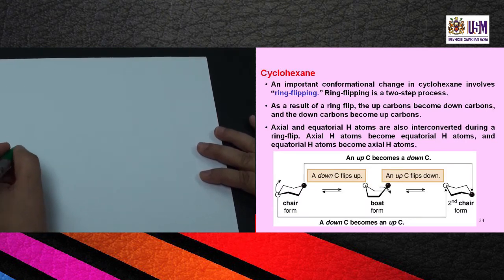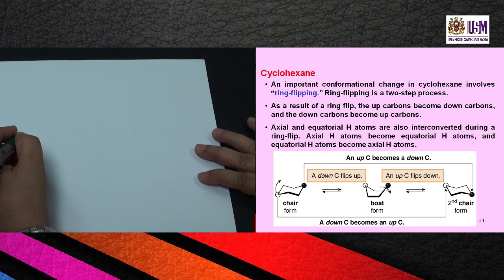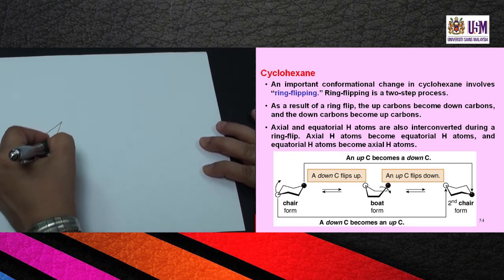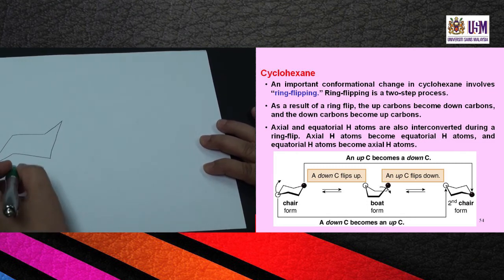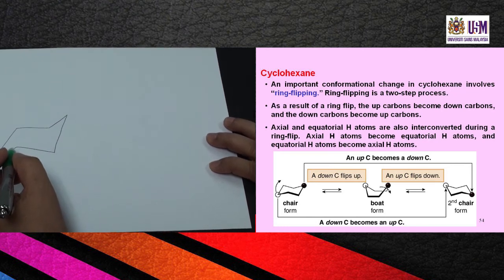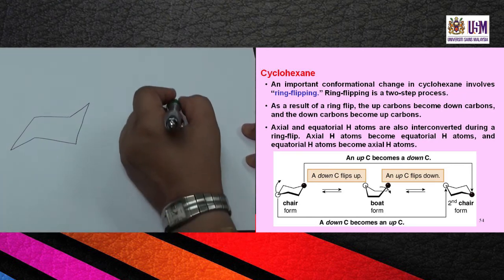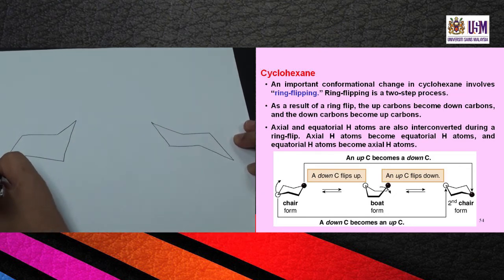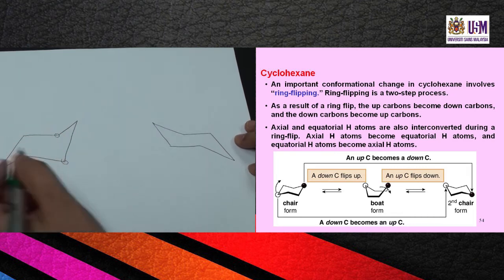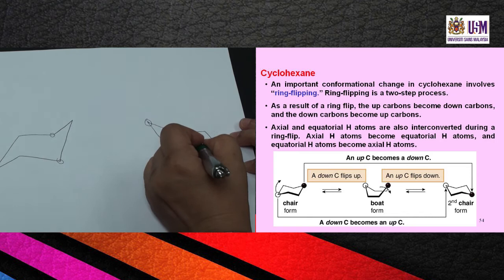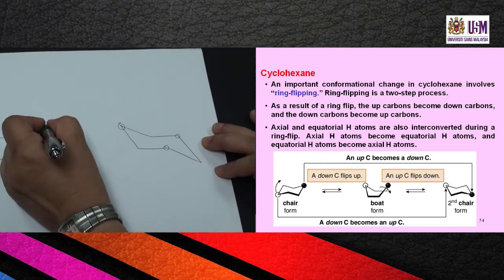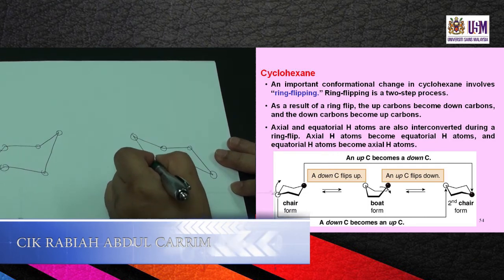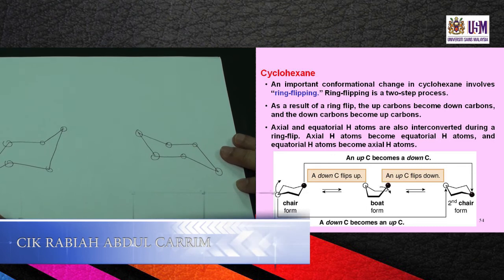An important conformational change in cyclohexane involves ring flipping. Ring flipping is a two-step process. So when we draw a ring, let's see how it flips. The first is, as a result of ring flipping, we can see the up carbons will go down and the down carbons will be up. This is the down carbon, 1, 2, 3. This down carbon is now up here, 1, 2, 3. And the up carbons, 1, 2, 3, will go down, 1, 2, and 3.